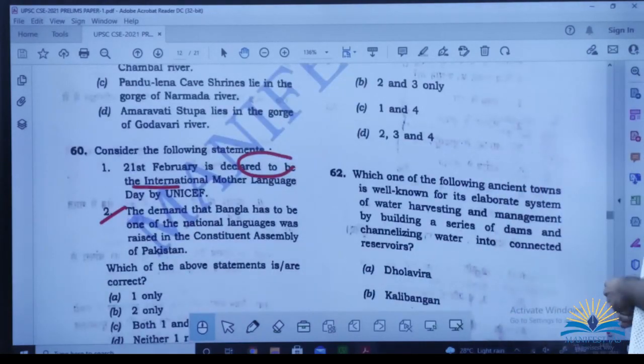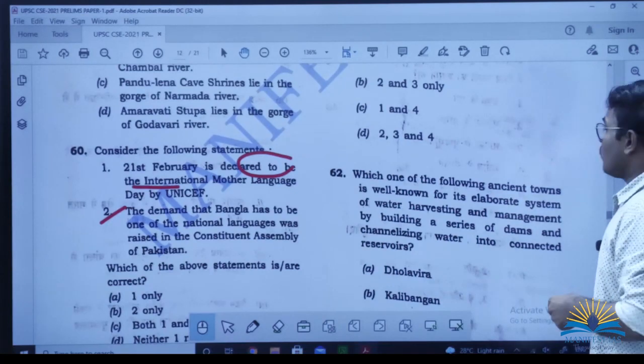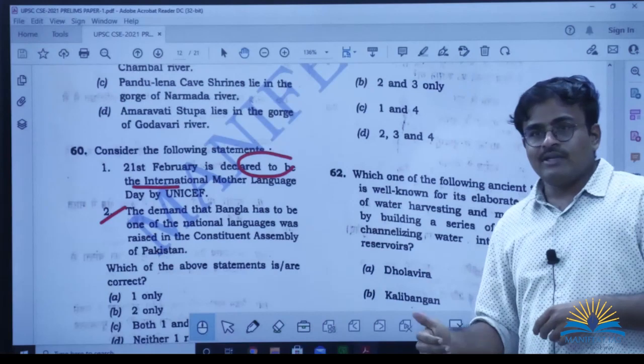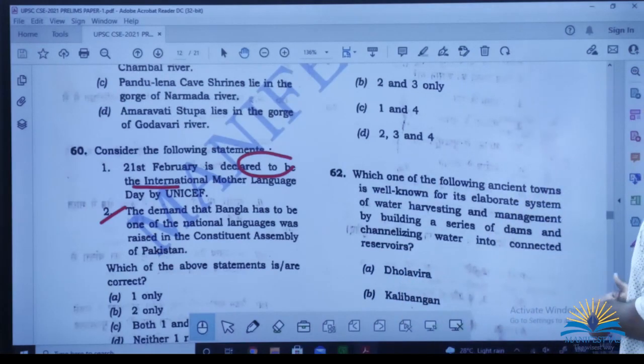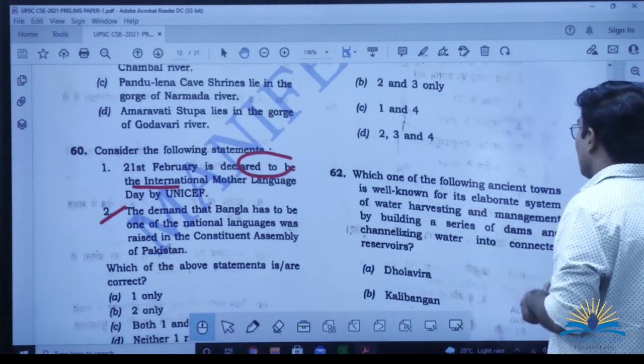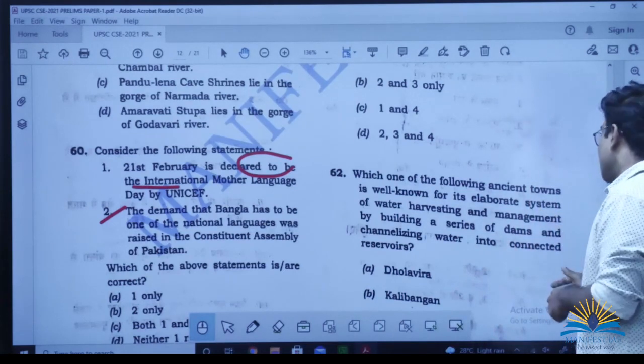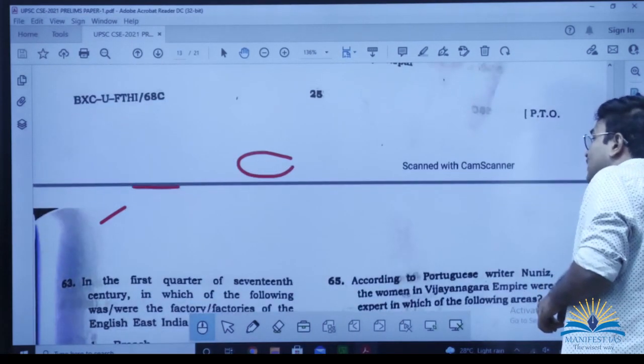Then, which one of the following ancient towns is well known for its elaborate system of water harvesting? So this year's UNESCO World Heritage Site, Dholavira. Water harvesting, reservoirs plus connected reservoirs along with the dams, all of these are present only in one city, that is Dholavira. So the answer for this question is A. This question is rather simple.